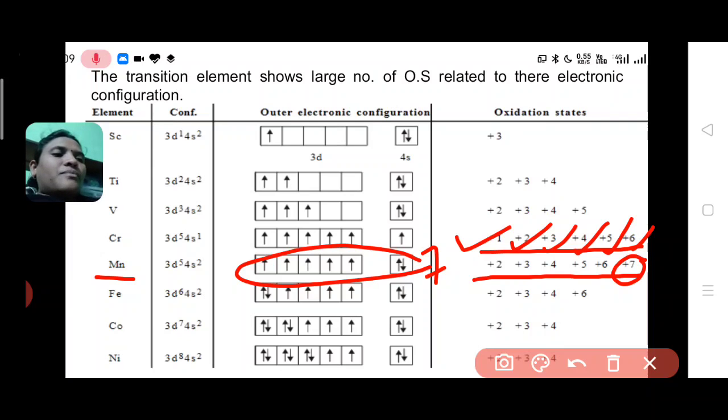Now iron. Iron has one paired electron in one d orbital and all the other 4 electrons are unpaired. The unpaired electrons can be easily removed, while the paired electron is difficult to remove. So this paired electron will not be lost by Fe. Only 6 electrons can be lost by Fe. That's why the maximum oxidation state of Fe will be +6.